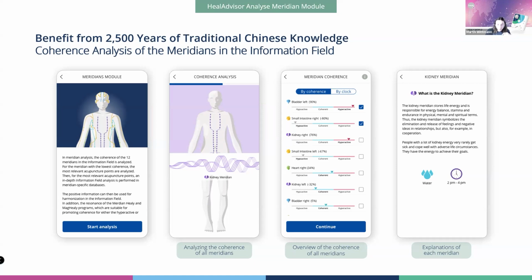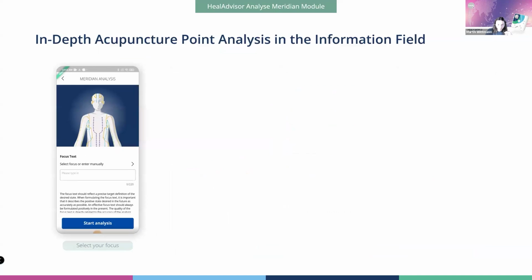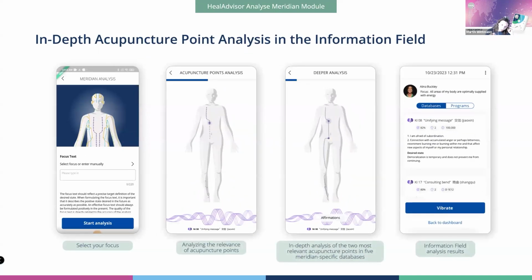And then you basically see, okay, usually you analyze the most incoherent meridians. And now you can enter your focus, because usually you go into such an analysis with a certain goal. And as we all know, the focus should be in the future. It should be formulated as if it would have already happened. So if it would already be reality. And then it of course needs to be positive because you want to achieve something positive. So you're basically describing a future state in the present as if it would be there already. A positive state, of course.